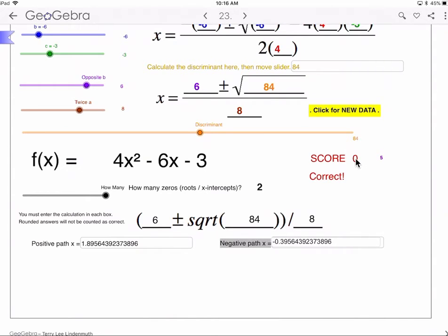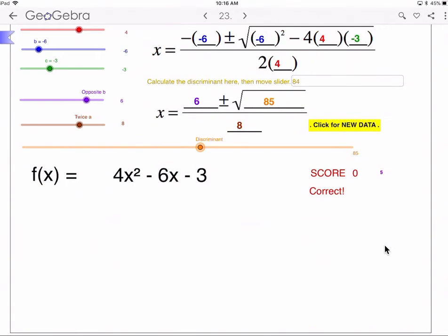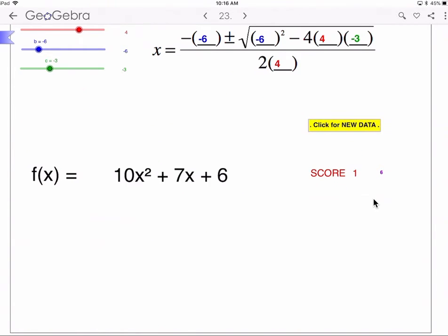Alright, the small number is showing you the attempts, and I had 5. What I did is I hit the new data several times because I wanted to get one that had a 2 solution or 2 roots as its solution instead of none or 1. So I'm going to click for new data, and I missed it. Okay, I got my 1 point, and it says I now have 6 attempts, that tiny number there. It's to keep students from just clicking, clicking, clicking new data until they get a much easier problem.